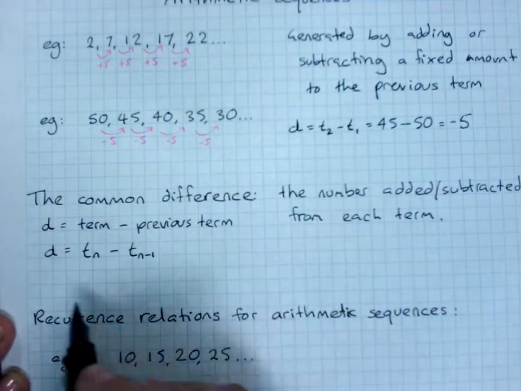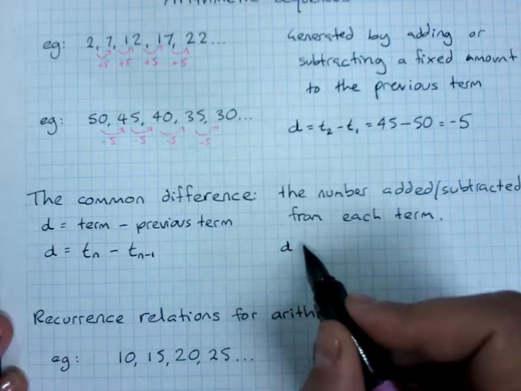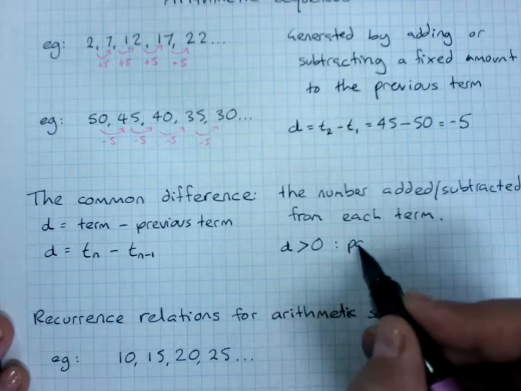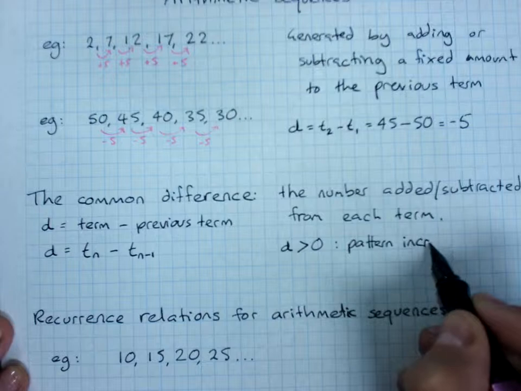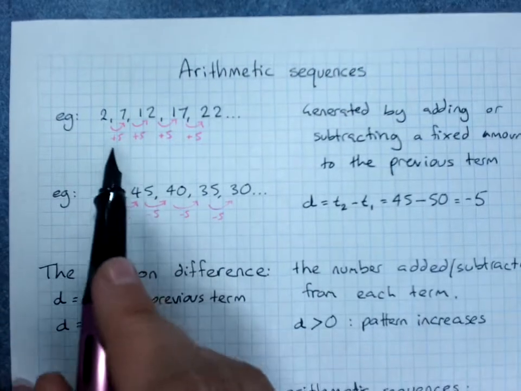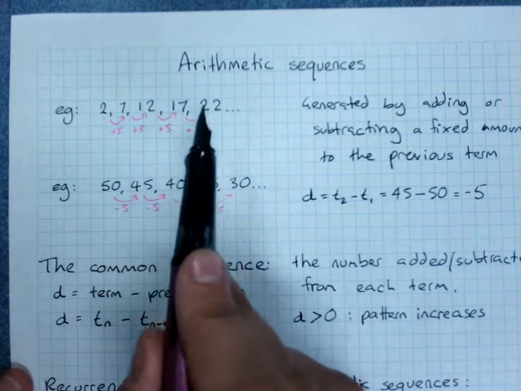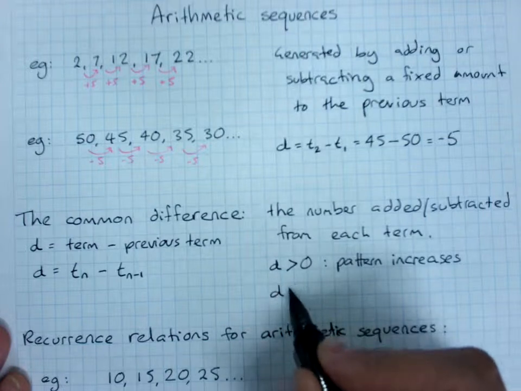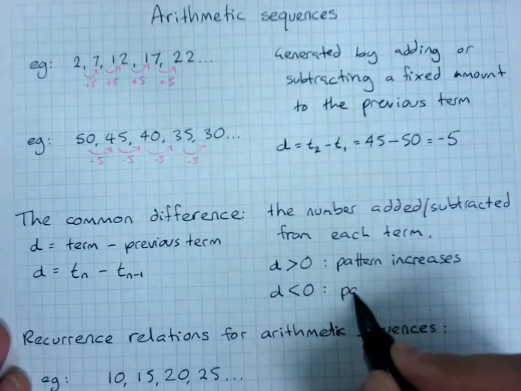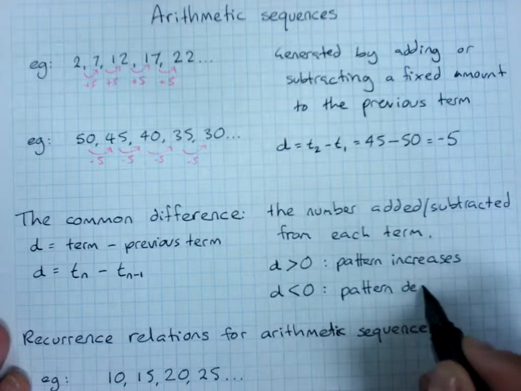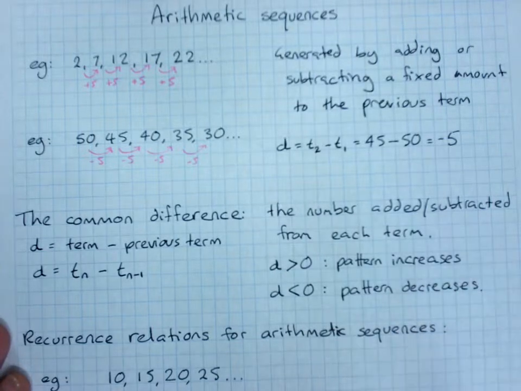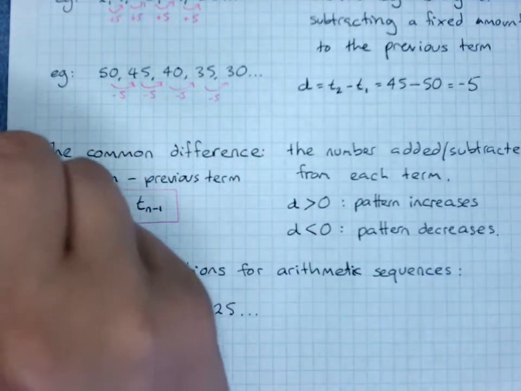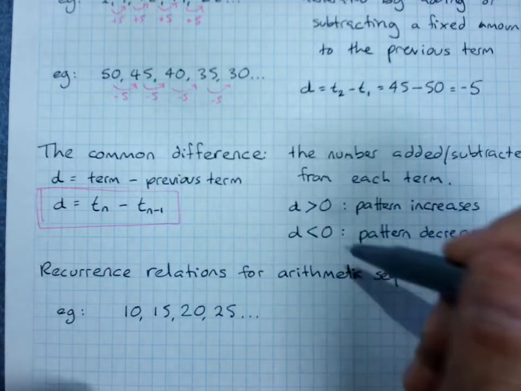When the common difference is positive, so that means it's greater than 0, then the pattern will increase. So here my common difference is 5, it's positive, and the pattern gets larger. Here the common difference is negative 5, and the pattern gets smaller, so when the common difference is less than 0, the pattern decreases. Now I should get into the habit of always putting a formula into a little box. And here is a very important rule.